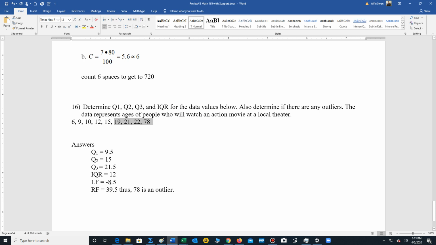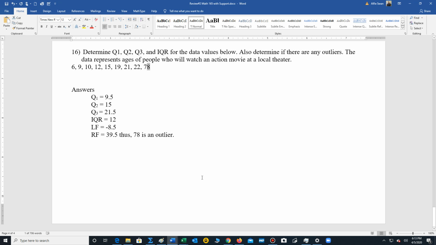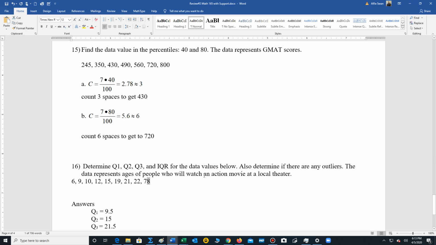And then we use our formulas to compute our 2 fences, left fence negative 8.5, right fence 39.5, and we can see that 78 is larger than 39.5, thus 78 is an outlier.